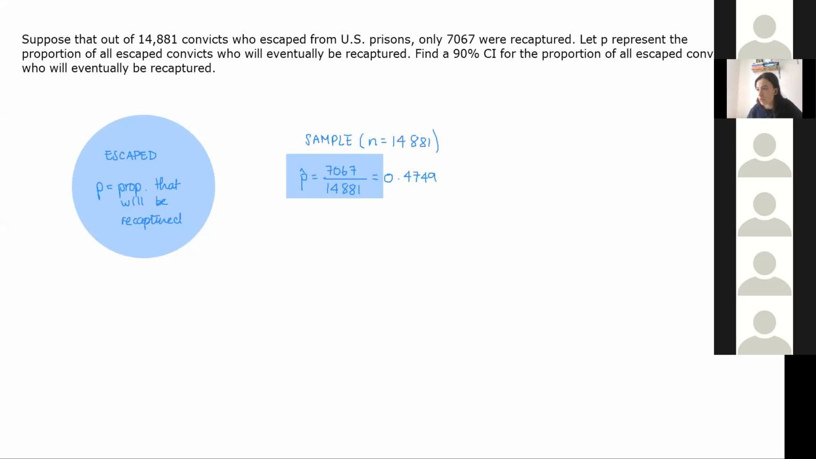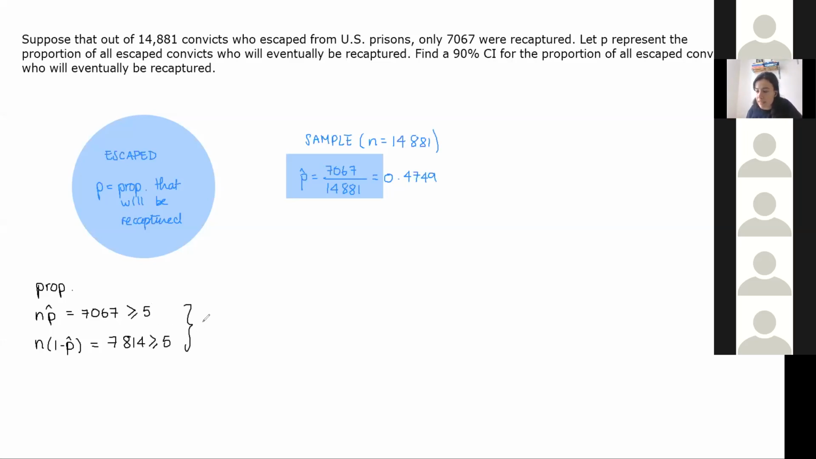Now, because this is a proportion, I have that n times p hat is equal to 7,067, and n times 1 minus p hat. So here I'm just verifying the assumptions. Remember, we had a column that was assumptions, and I needed to make sure that my assumptions are verified. This one is going to be 14,881 minus 7,067. So this is 7,814. Both of these are larger than or equal to 5.